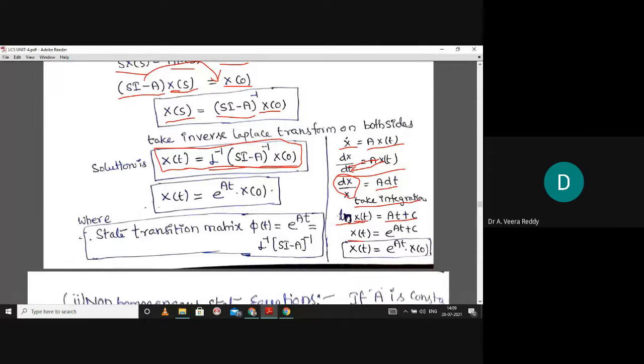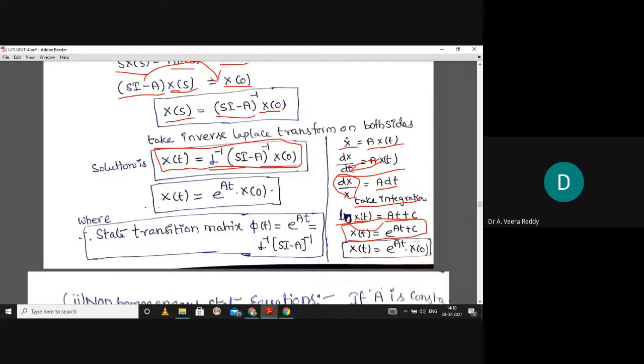So you can bring this ln to this side, means you will get e power. Suppose if ln x equal to some 10, then x equal to e power 10. In similar manner, x of t equal to e power at plus c. So therefore this can be written as x of t equal to e power at into e power c, right?